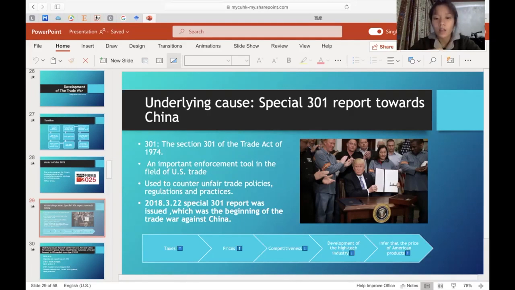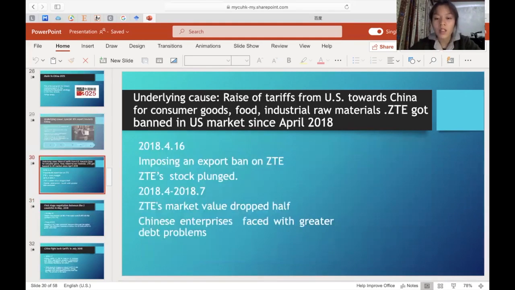Below the picture is the influencing process of the U.S. action. Next, the U.S. Commerce Department said it was imposing an export ban on ZTE for violating a settlement reached with the US. ZTE's products, like telecom equipment and mobile terminals, are extremely dependent on the United States. As a result, ZTE's stock plunged. ZTE's market value dropped by about half, more than 50 billion yuan evaporated. Under this environment, Chinese enterprises like ZTE are faced with greater debt problems, so they can't focus on research and development. Thus, they will continue to keep a distance from American technology enterprises, as the US government wishes.